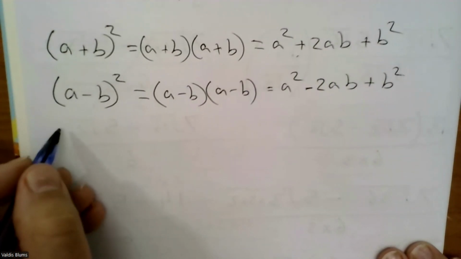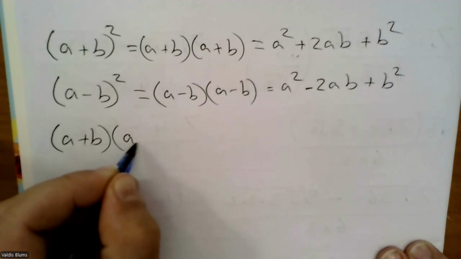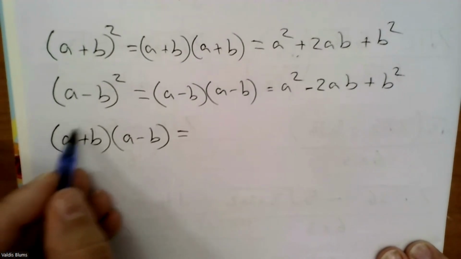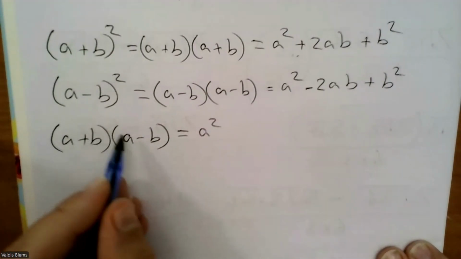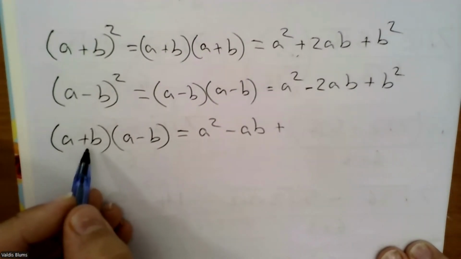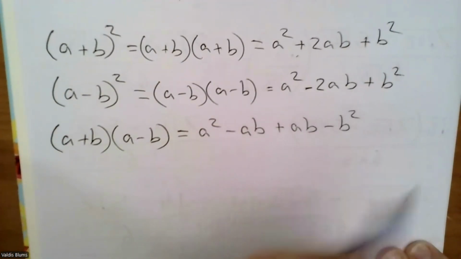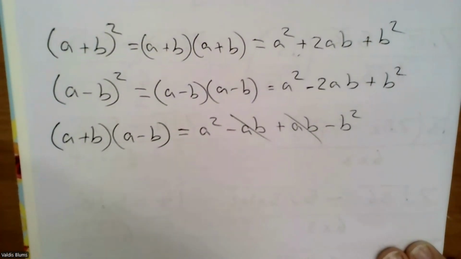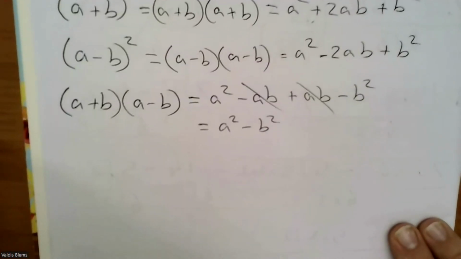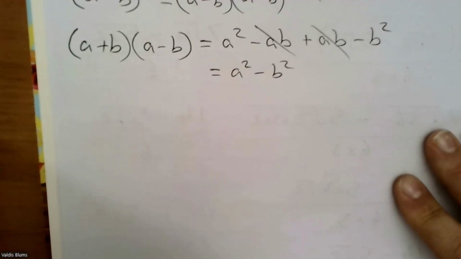Now, the third equation, the one that we want to use in this particular case, is a plus b, a minus b. When you have something like this, expanding it, you end up with a squared minus ab plus ab minus b squared. So those middle terms are going to cancel out, and you're just left with the first term squared minus the second term squared. Now, hopefully this looks similar. You would have seen it in completing the square back in year 10 content.